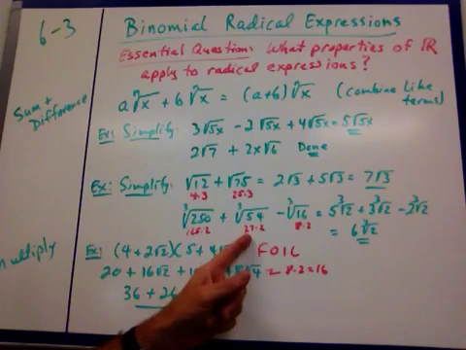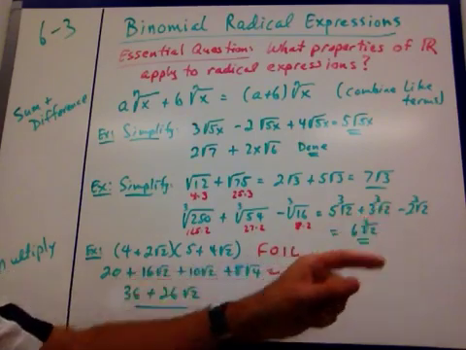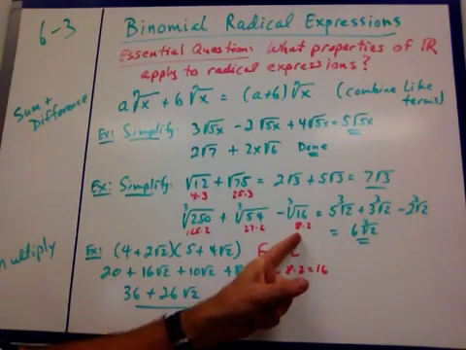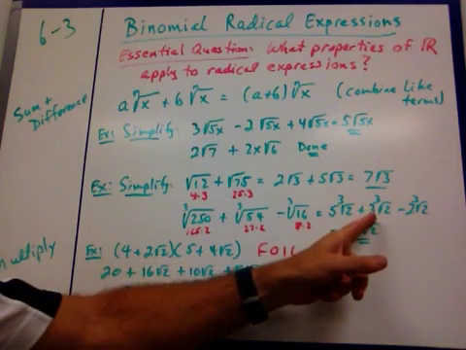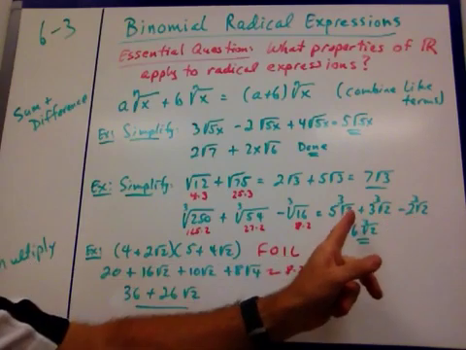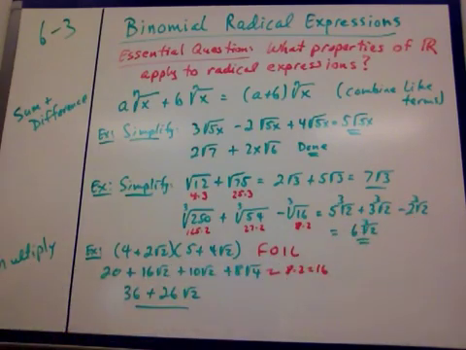Cube root of 27 is 3, so I get 3 cube root of 2. And the cube root of 8 is 2, so I get 2 cube root of 2. Plus minus, so 5 plus 3 is 8 minus 2, because now I'm all in cube roots of 2. I get 6 cube roots of 2. So that's addition and subtraction, combining like terms basically. Just what we've done in the past. Just be mindful of cubes or squares.